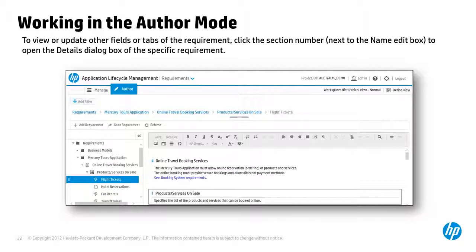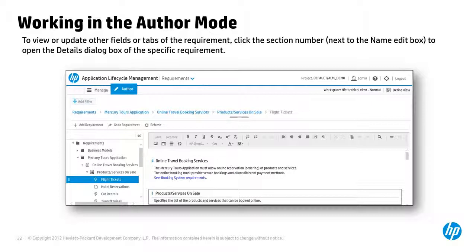This is what it looks like. What you need to do is go into the author mode first by clicking the author button right under the masthead. There's a manage mode, and then there's an author mode. When you click author, it changes the look and feel of the requirements module. Okay, and when you click author, it shows you everything about that particular tree or series of requirements.